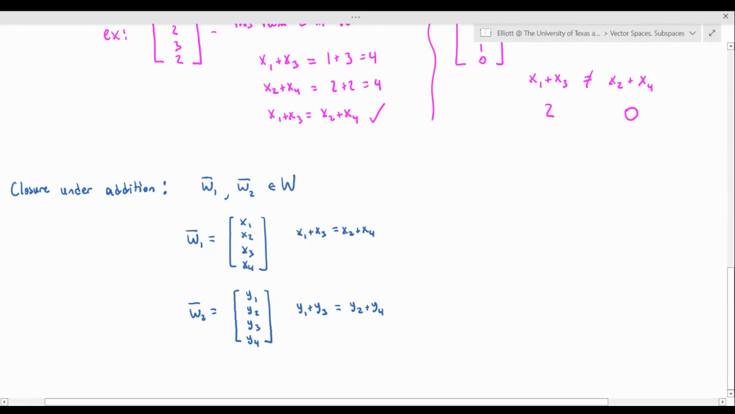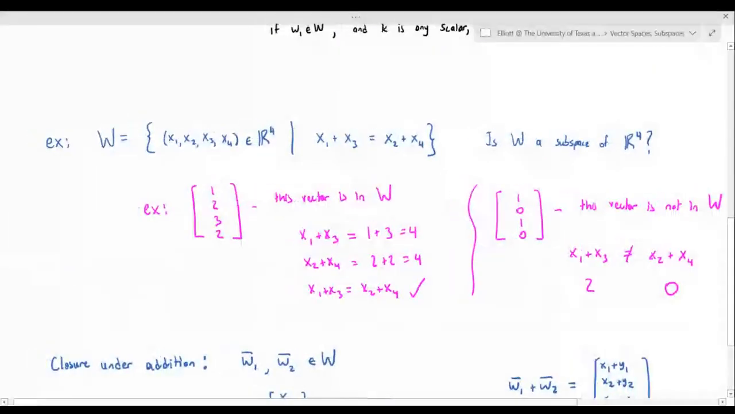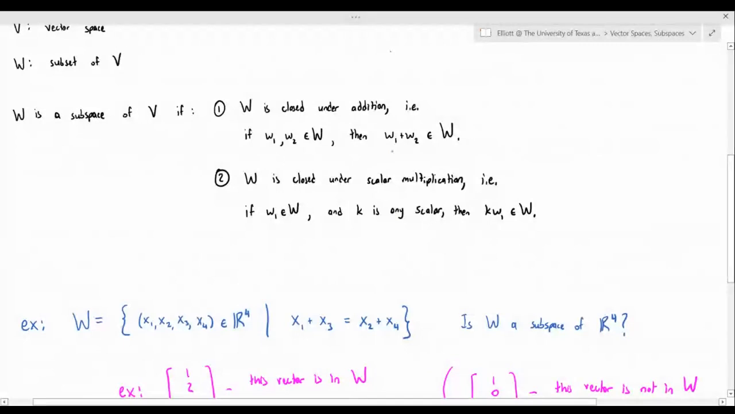Now, to check closure under addition, what we have to do first is add our 2 vectors. So we have to compute W1 plus W2 next, okay? To add the 2 vectors, it's just the usual addition. So W1 plus W2 will be x1 plus y1, x2 plus y2, x3 plus y3, and x4 plus y4. Okay, so that's the sum W1 plus W2. And now that we have the sum, to check closure under addition, we need to check: is that sum W1 plus W2 inside of the set W, okay?